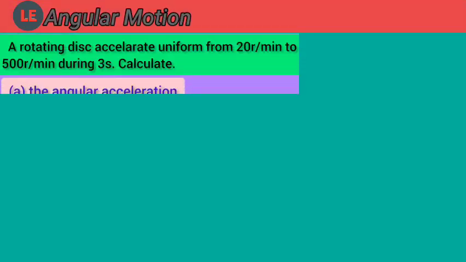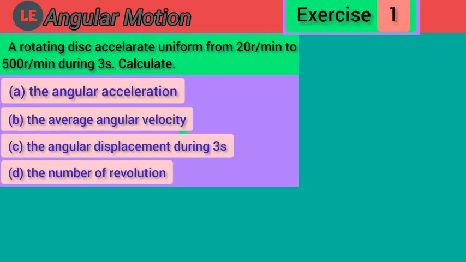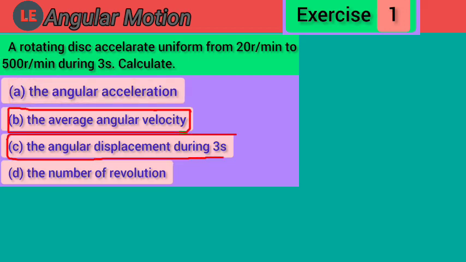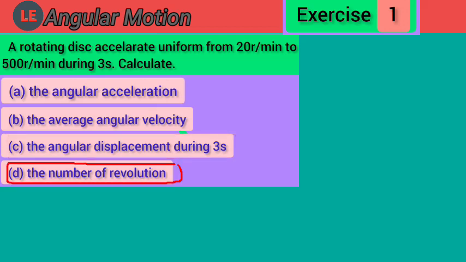In this section, we are looking at angular motion. A rotating disk accelerates uniformly from 20 revolutions per minute to 500 revolutions per minute during 3 seconds. We are required to calculate angular acceleration, average angular velocity, angular displacement during 3 seconds, and the number of revolutions.